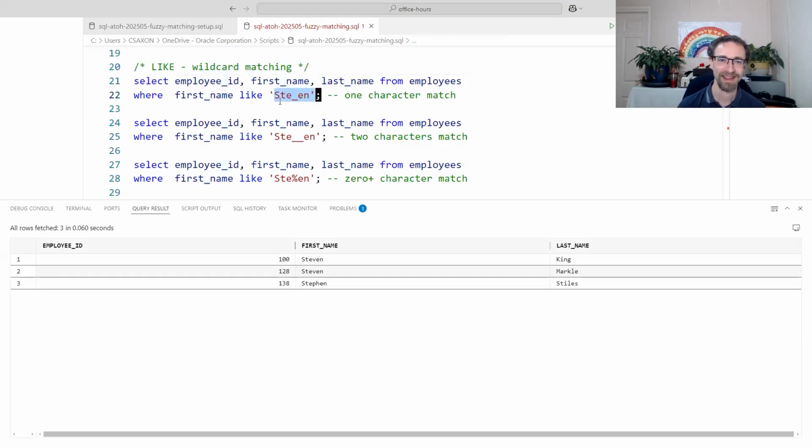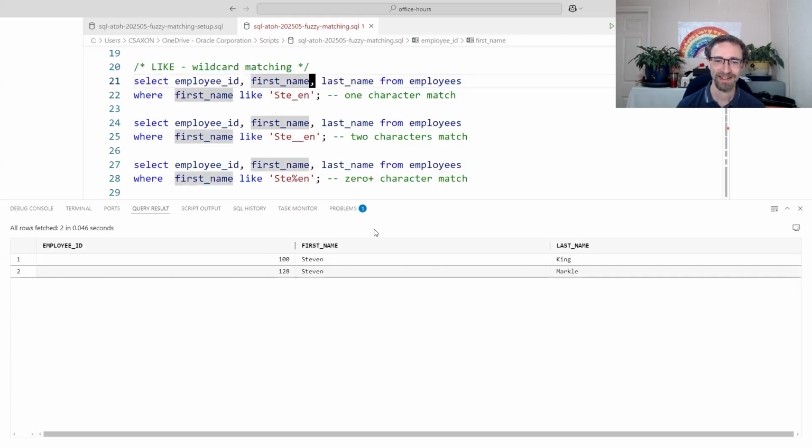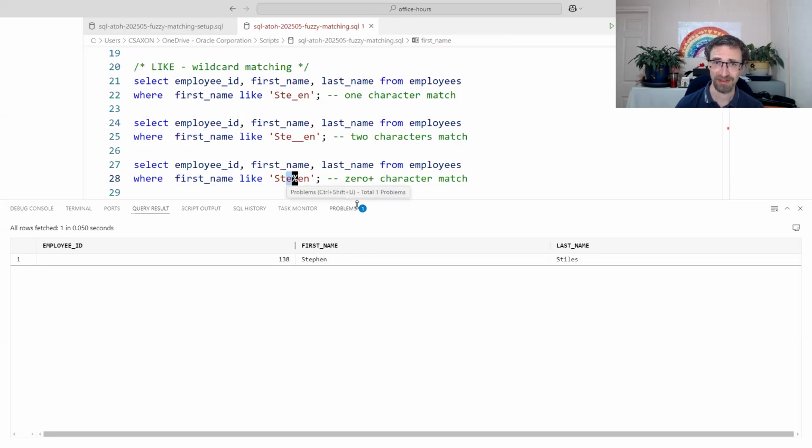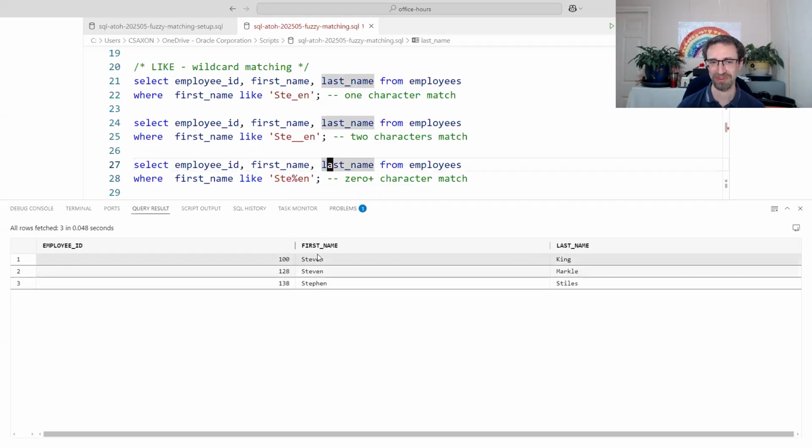So we can see STE_EN. That will only match Stephen with a V because there's only 1 letter that it's actually matching. It can be matching any letter, but only 1. If we put 2 underscores in there, we're matching exactly 2 characters. So we'll find our Stephen there as well with a PH. Or we can use %, and that matches any number of characters. Could be none, could be however big the string is in total. And we do that, and we can see we pull back all the Stephens.